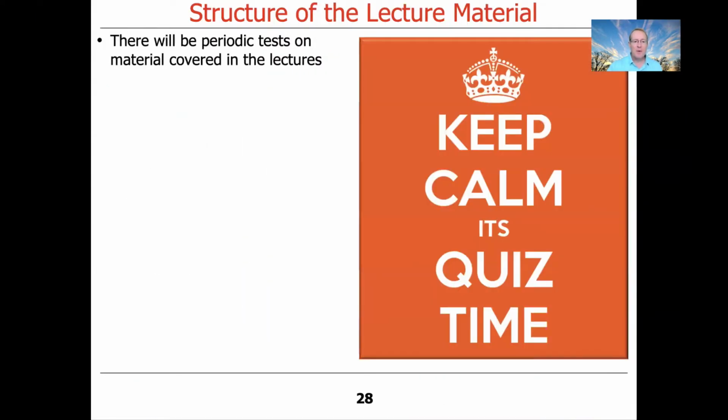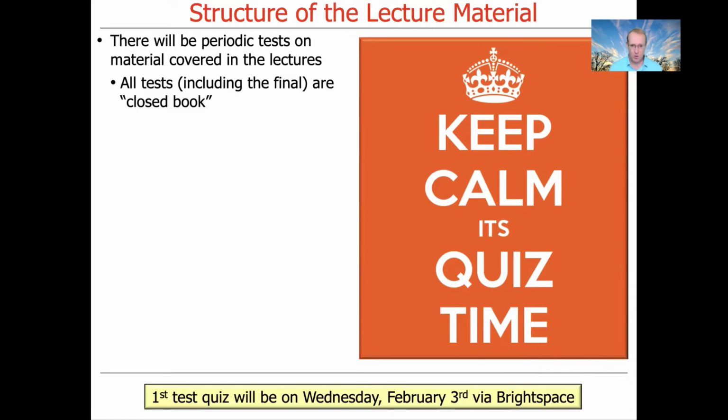Okay. There will be periodic tests or quizzes that will cover the material that we discuss in the lectures. All the tests, quizzes, including the final, etc., are all closed book and closed internet and closed talking to your friends. So what that basically means is that you are responsible for doing the work based on what you know when you come to the quiz, not what you can learn from other resources around you. The first test quiz will be on Wednesday, February 3rd via Brightspace. And the way that this works is I'll give you typically a 12-hour period in which you can do the quiz. The quiz will be roughly 45 minutes in length, and we'll talk more about how to study for the quiz in a second.